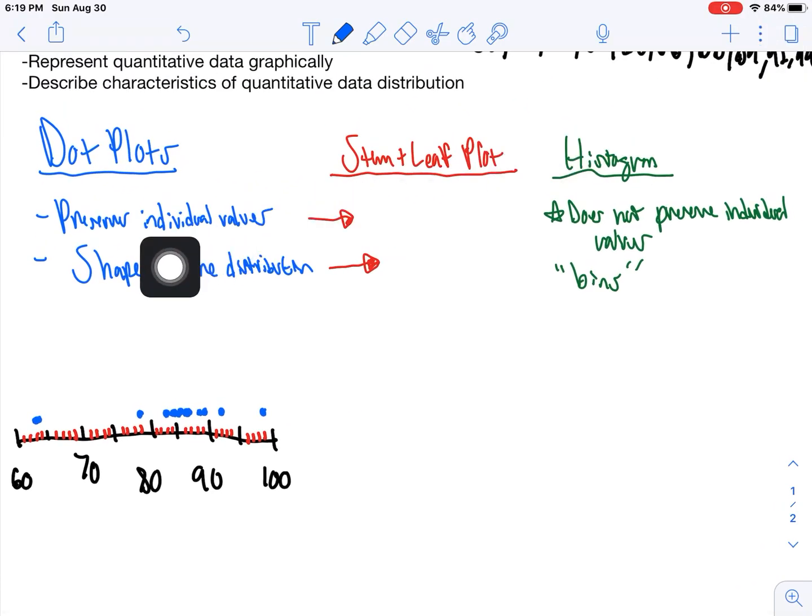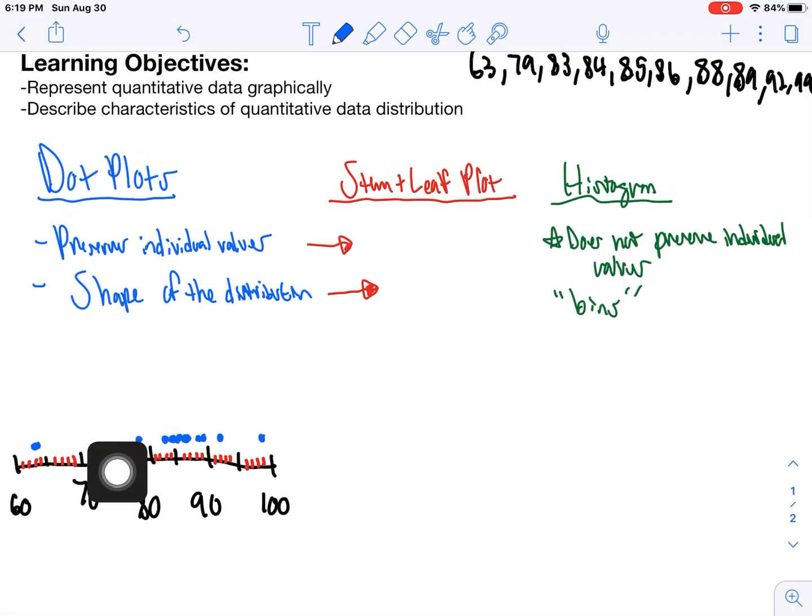So with dot plots, the reason we talk about preserving individual values is just by looking at this display, you can tell what scores each of these 10 kids got. Right? By looking at this last one over here, I know the student got a 99. By looking at this one, I know the student got a 63.